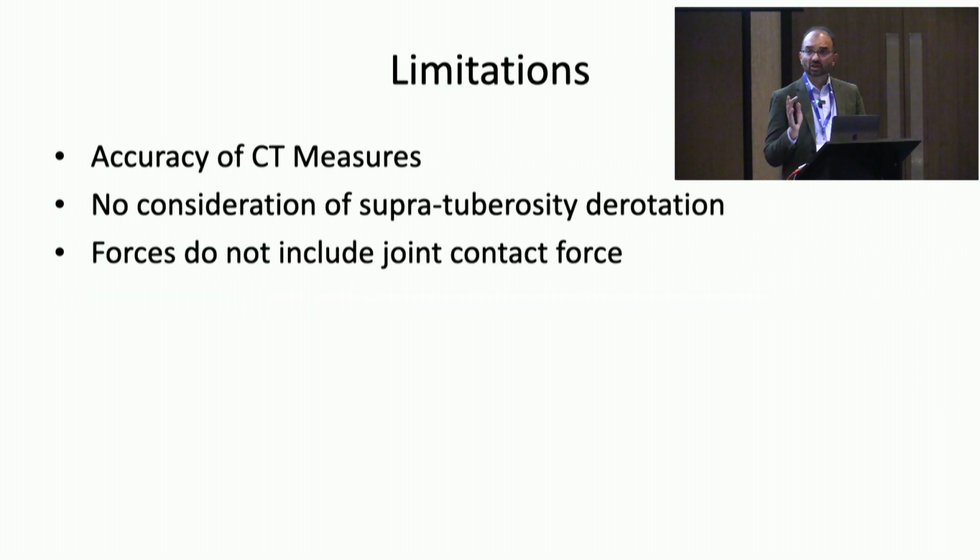I think I just want to get over the limitations straight away. We've talked about the accuracy of CT measures, and I think we're all in this room pretty anxious about that. None of these gait studies or reports have considered supratuberosity derotation, because for PFJ type pain, you could align the trochlea with supratuberosity derotation, as you mentioned this morning, Matt. And the forces that you measure don't include the joint contact force. So they can't say you need a hip replacement if you've got an arthritic hip, because the gait studies don't tell you that.